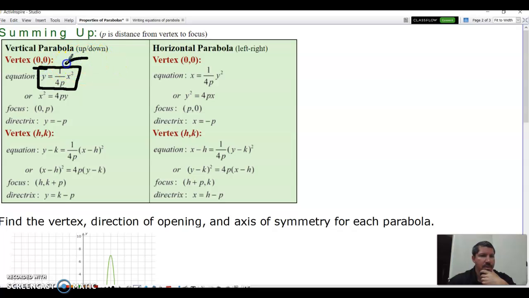Alright, one thing you should remember a little bit is that this 1 over 4p you've never seen before, well, that's your a from back when we dealt with parabolas before. So a is equal to 1 over 4p. That's going to be important to be able to deal with later.